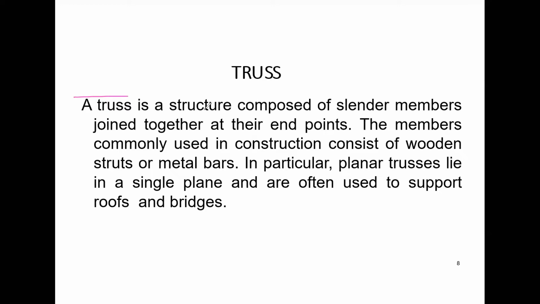Okay, so the first one is that this truss will be composed of slender members. So this is one keyword that is important for us. Slender member means that the length of the bar should be very high as compared to the cross sectional area. Okay, then joined together at their end points, that is an obvious thing. Then the members commonly used in construction consist of wooden struts or metal bars. That we have also discussed in the previous slide, that the bars may be of wood or plastic, or it may be of metal pieces. So as per your requirement of strength, you can choose the material.